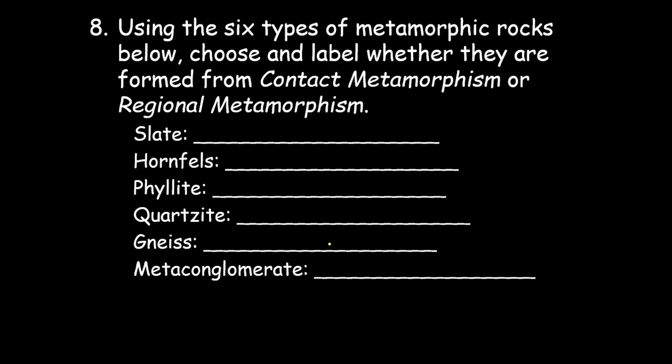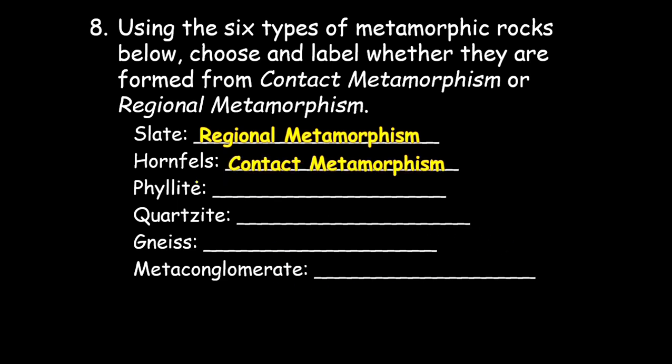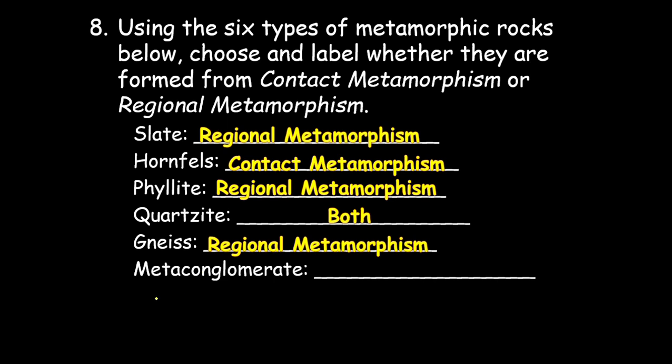All right, and now going through this really quick, do we have regional or contact metamorphism? So slate, here is slate. Slate is regional. Hornfels down here, only by contact. Phyllite up here on top, regional. Quartzite, here is quartzite. Regional or contact, so it can be both. Gneiss, up top. Very nice looking rock too. Is in the regional area. And finally, metaconglomerate. Regional or contact, so both.